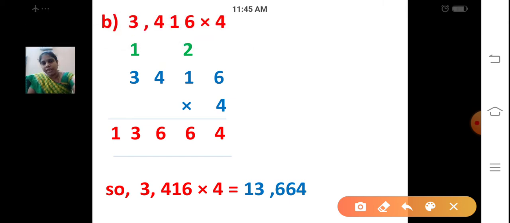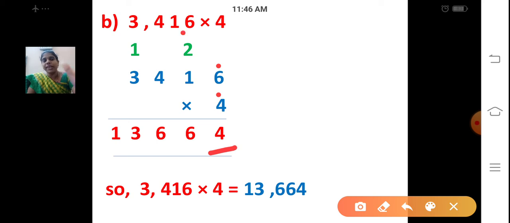So multiply the multiplicand in the ones place by 4. So 6 into 4. We are going to multiply the digits at the ones place by 4. 6 into 4. 6 fours are 24. What is 6 fours are? First we are going to multiply, 6 fours are 24.